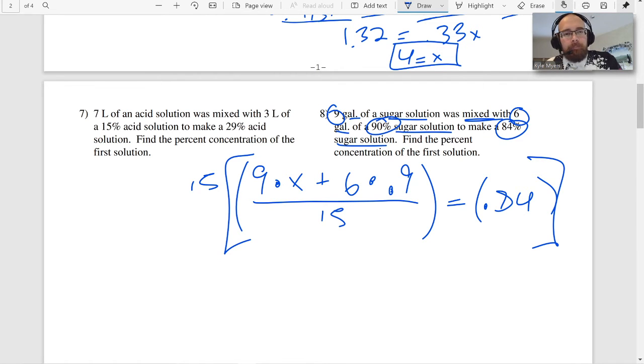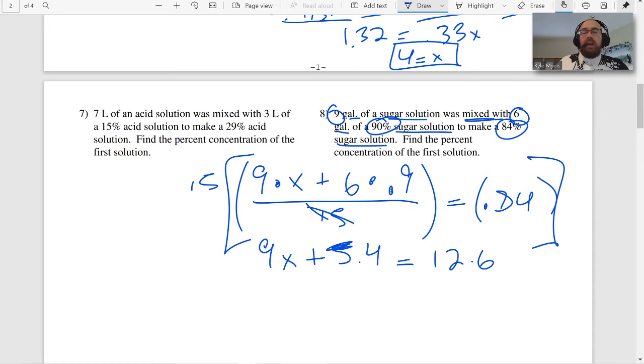So we multiply 15 on both sides. It cancels out that 15. That was the whole point of doing it. Then I have 9x plus, 6 times 0.9 is 5.4, so this is going to be 5.4, equal to 0.84 times 15, which is 12.6.